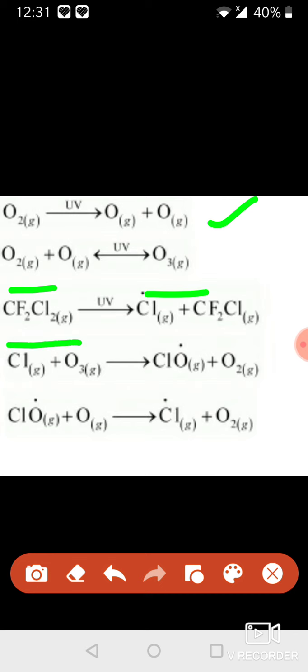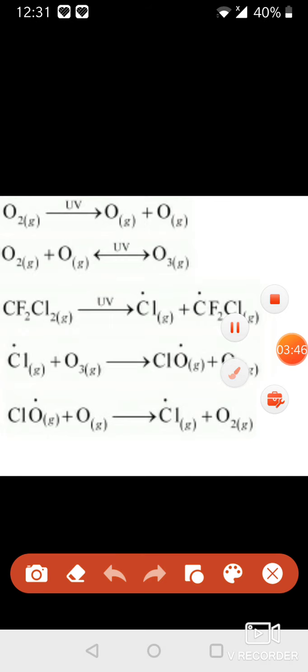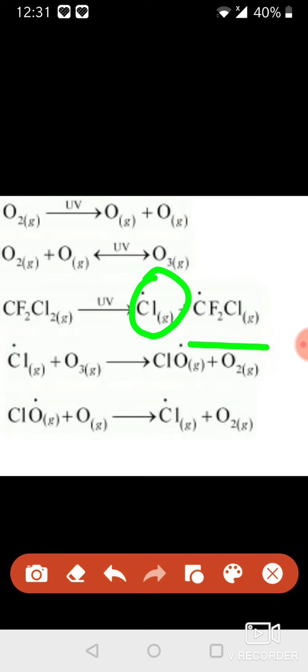These are one of the chlorofluorocarbons which also split up in presence of ultraviolet radiations. When these chlorofluorocarbons split up, a chlorine free radical is generated. This chlorine dot is representing the chlorine free radical as it has one odd electron. This is another free radical. But the chlorine free radical is responsible for ozone layer depletion.